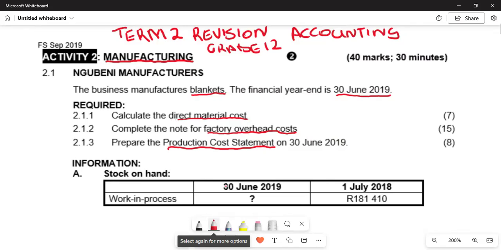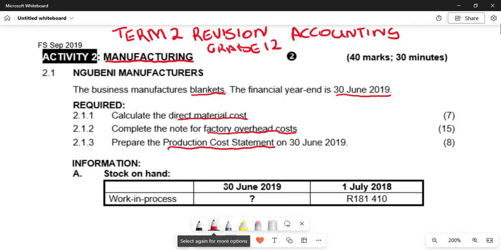So now, moving on to activity 2 that we're going to do, 2.1, we are told that we are going to deal with Woolen Manufacturers. The business manufactures blankets and the financial year, which is very important, is 30 June 2019. What is required is that we calculate direct material cost. What is this direct material cost? Direct material cost is the cost of raw materials directly used in the production.